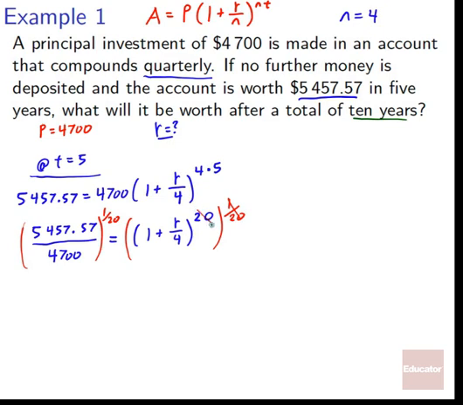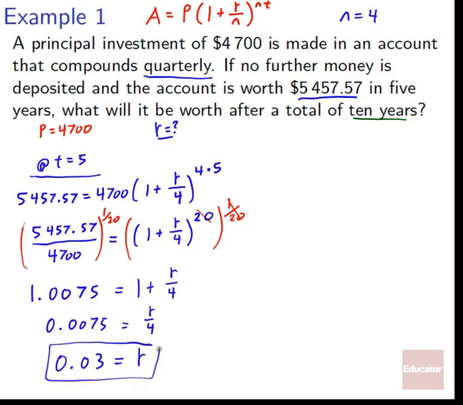So that cancels out here, and we're left with 1 plus r over 4. We take the 1/20th root of the 1/20th power, which is also the 20th root of $5,457.50 divided by 4,700, and that comes out to be 1.0075. We subtract by 1 on both sides, we get 0.0075 equals r over 4. We multiply by 4 on both sides, and we finally get 0.03 equals our rate. So our rate in this case is a modest 3% return on investment.